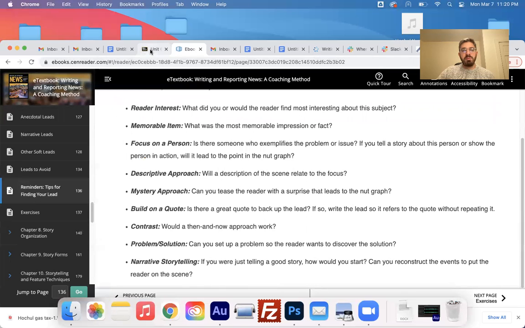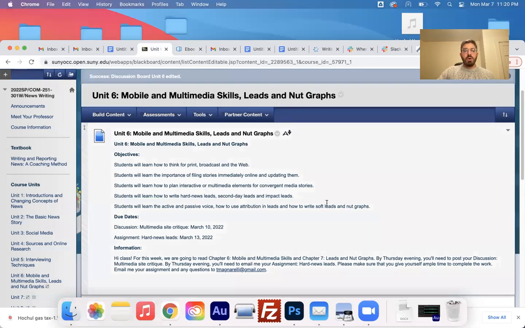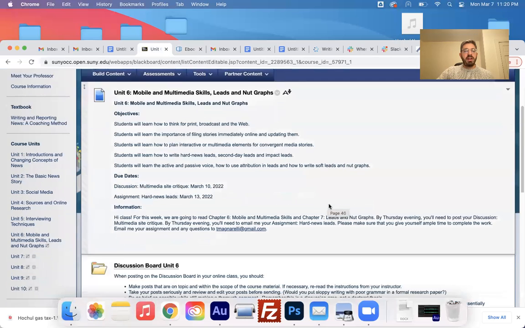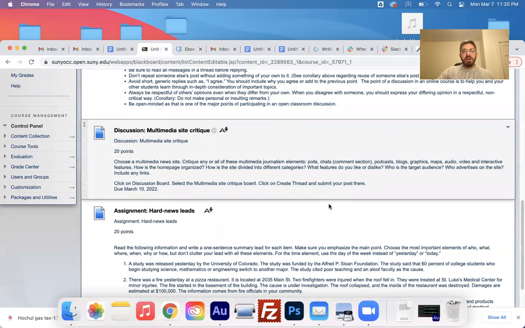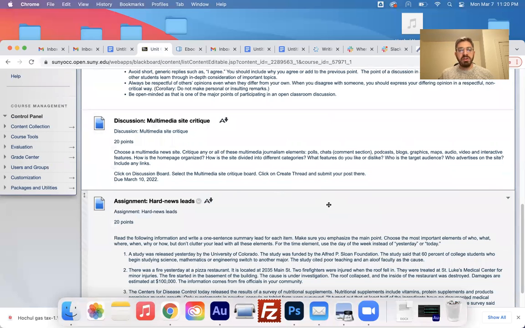And that's it. That's chapters 6 and 7. So let's go over, we've got a discussion and an assignment that we'll also do this week. For your discussion, it's a multimedia site critique, 20 points. Choose a multimedia news site. Critique any or all of these multimedia journalism elements: polls, chats, or comment section, podcasts, blogs, graphics, maps, audio, video, interactive features. So just pick a multimedia news site, and I want you to explore it and try to look for some of these different things.